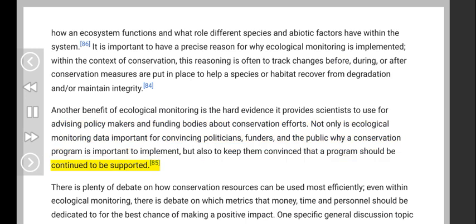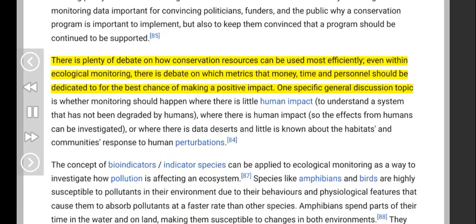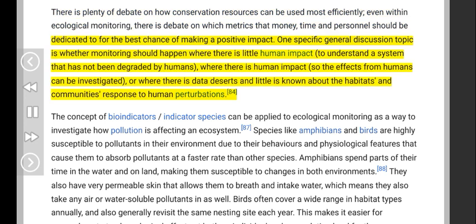There is plenty of debate on how conservation resources can be used most efficiently. Even within ecological monitoring, there is debate on which metrics money, time and personnel should be dedicated to for the best chance of making a positive impact. One general discussion topic is whether monitoring should happen where there is little human impact, to understand a system that has not been degraded by humans; where there is human impact, so the effects from humans can be investigated; or where there are data deserts and little is known about the habitats and communities' response to human perturbations.